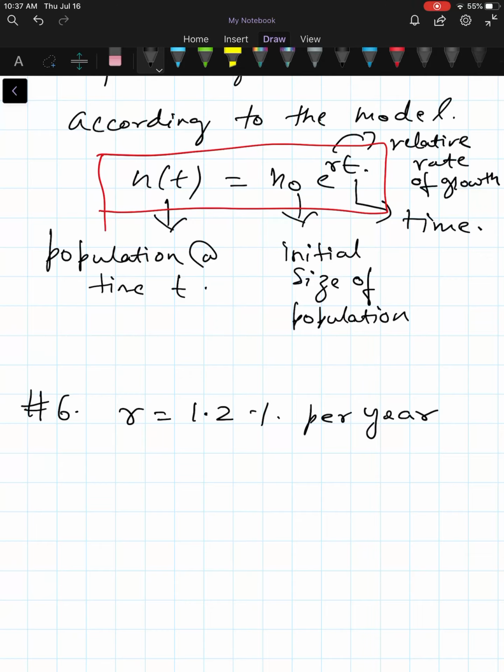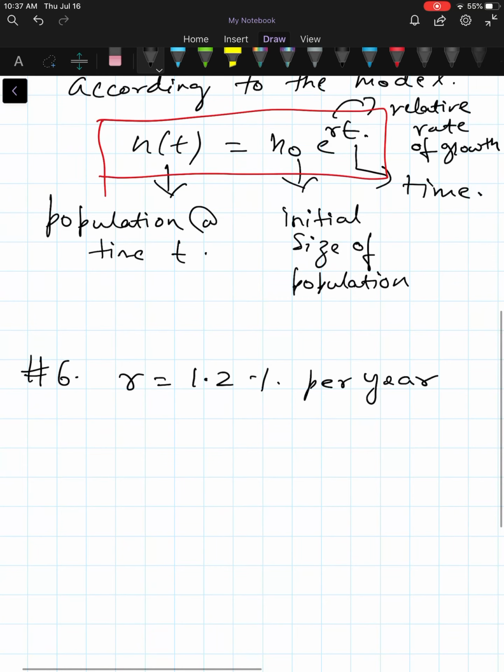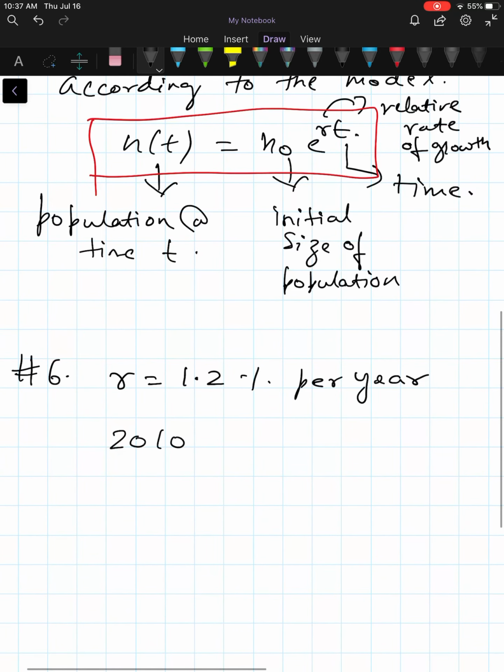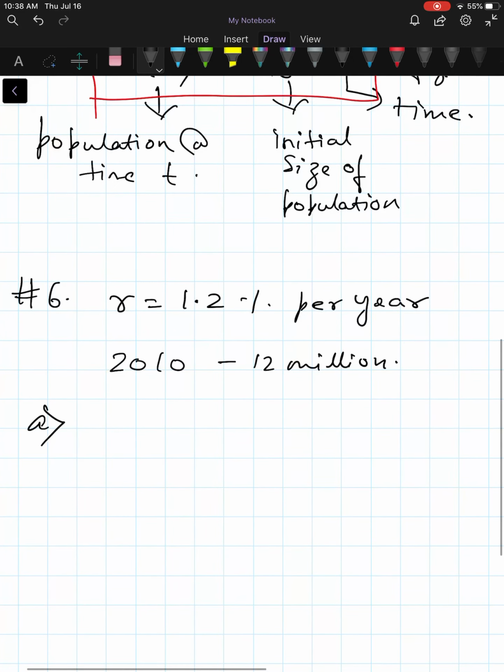So it is estimated that the population in 2010... what was the population? The population was 12 million. Okay, the population was 12 million. Find an exponential model. So the first problem is A.